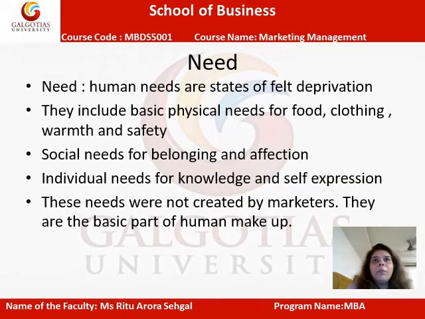Right now I'm not talking in terms of marketing gimmicks or marketing terminology, but about the basic requirements when we ask an individual, what are your needs? I need food, shelter, safety, and a house. So these are the basic needs.